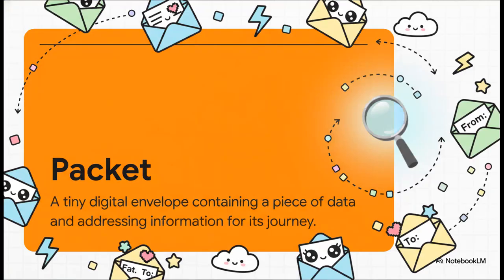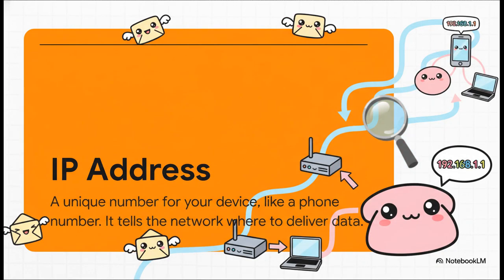The best way to think about a packet is like a tiny digital envelope. Seriously. Inside, you've got a little piece of the data. And on the outside, you've got the really important stuff, the address. It's basically the to and from for the digital mail system. And that to address? Well, that's what we call an IP address. Every single device hooked up to the internet has one. Your phone, your laptop, everything. Think of it like a unique phone number for your device. It's how the network knows exactly where to send all those little envelopes.